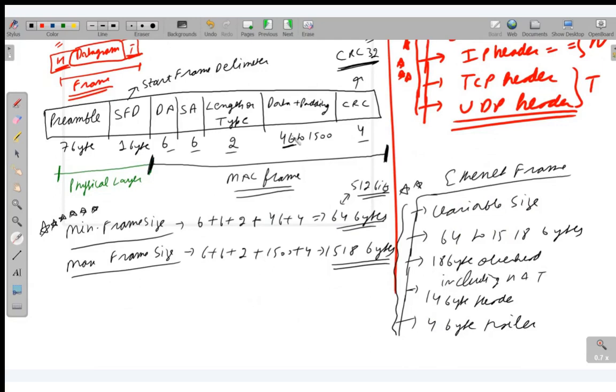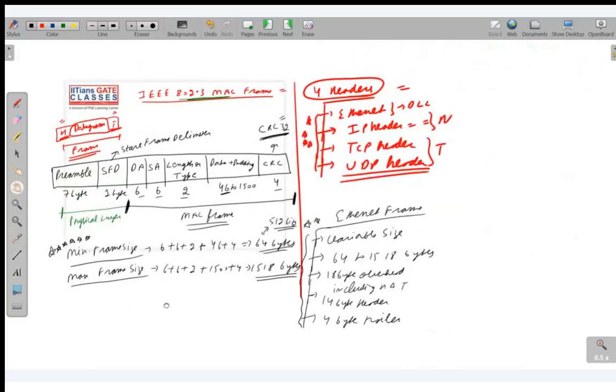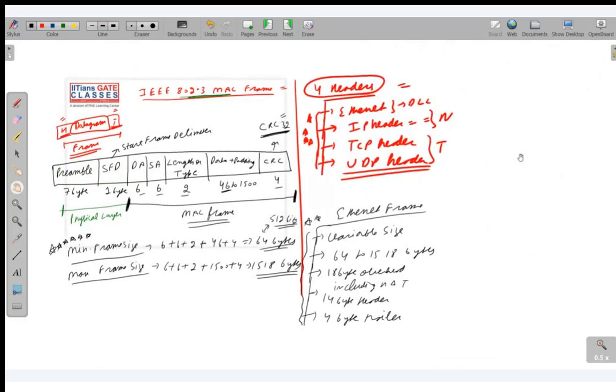Why we are taking minimum data, what is padding, what is length or type, don't worry, I will tell you each and everything. I have just started this topic, so these are very important points which came to my mind, that's why I have given them. So take the snapshot. I will jump to the next slide, and then we will start an introduction to these fields one by one.